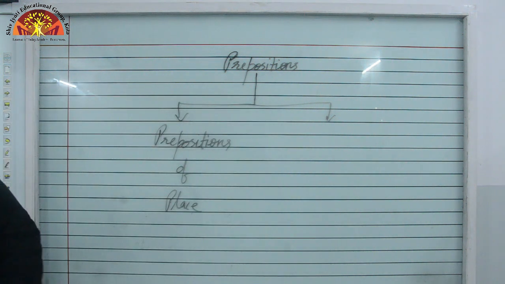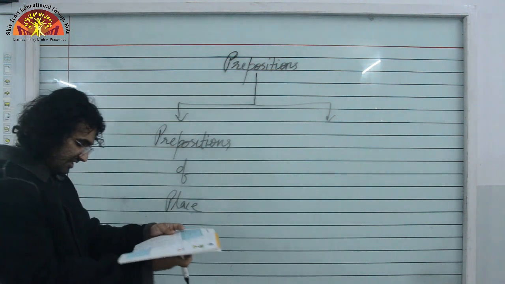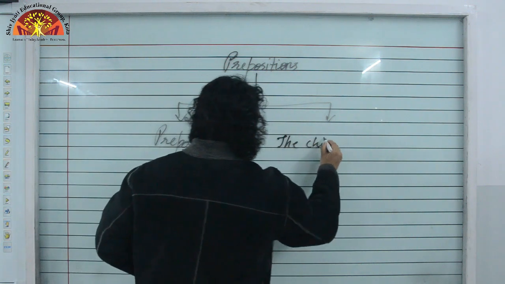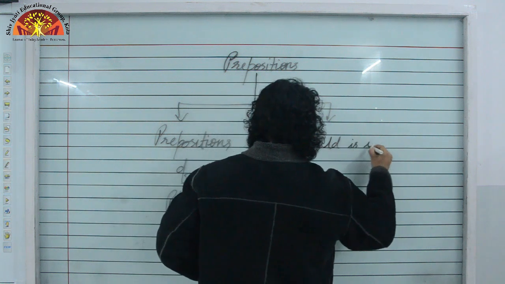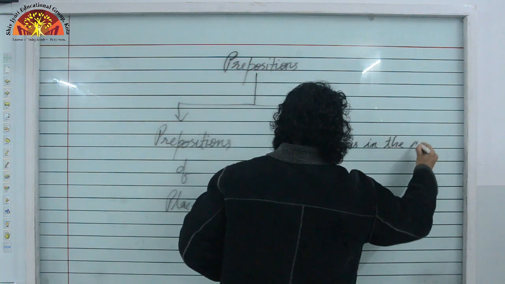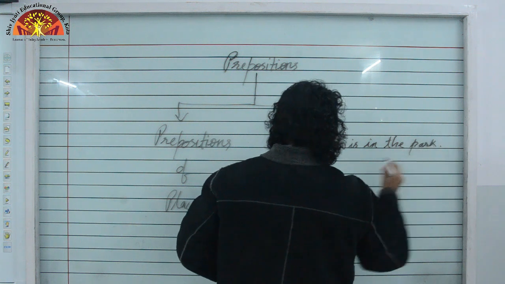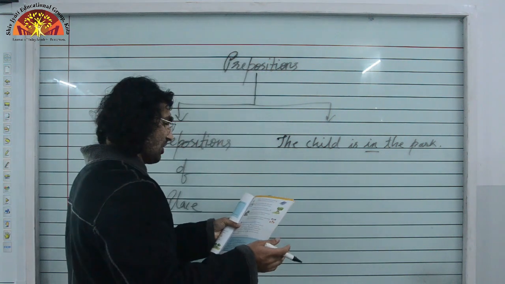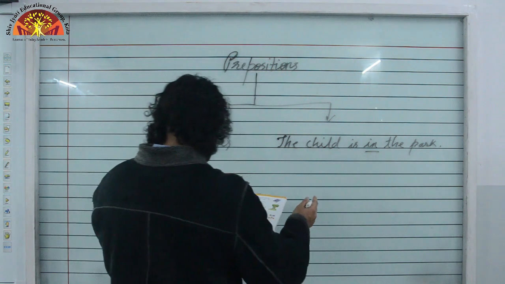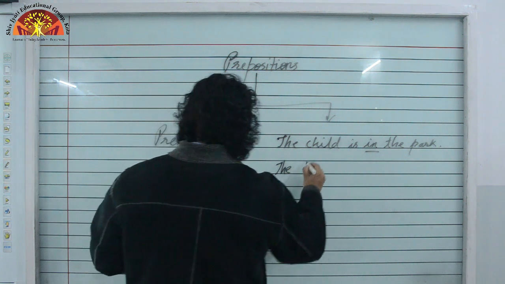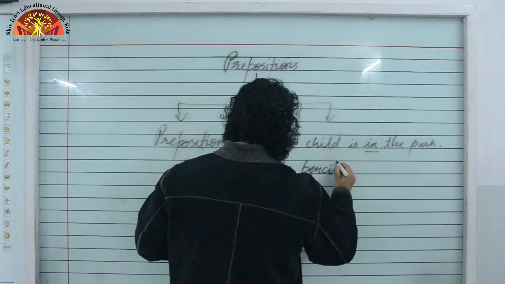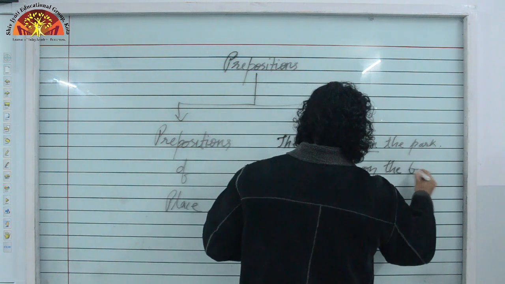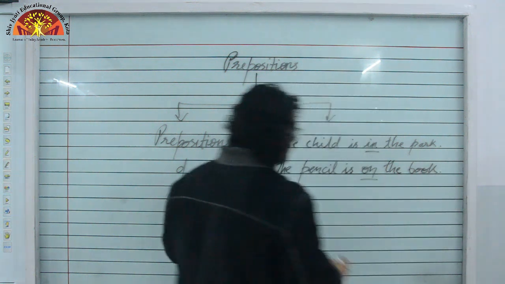Prepositions of place. Let's see a few examples from your book. The child is in the park. Here this word in is a preposition. Okay. The pencil is on the book. See this one. The pencil is on the book.